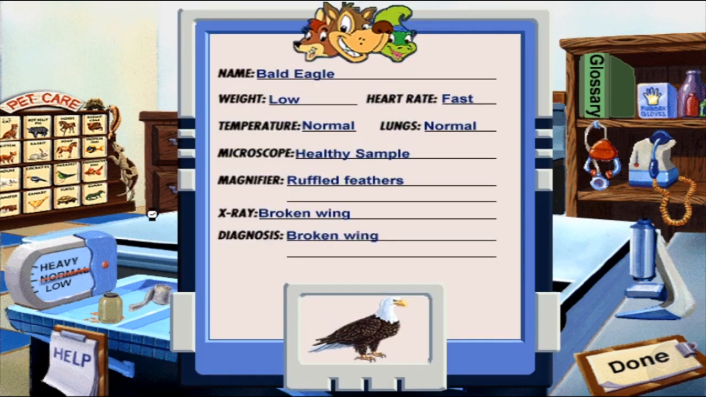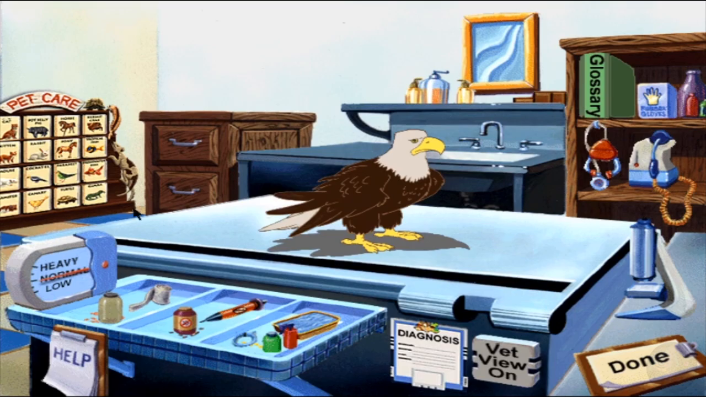Great, you picked the right treatment. The pain pills will reduce the eagle's pain, and the bandages will restrain the wing, allowing it to heal. The X-ray showing the fractured wing was just the reading we needed to diagnose the eagle properly. The eagle should not fly for 6 weeks, and it should return for a checkup and new bandages every 2 weeks until the wing is healed.